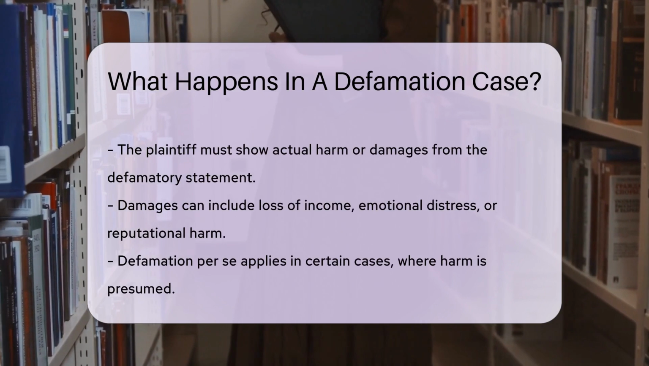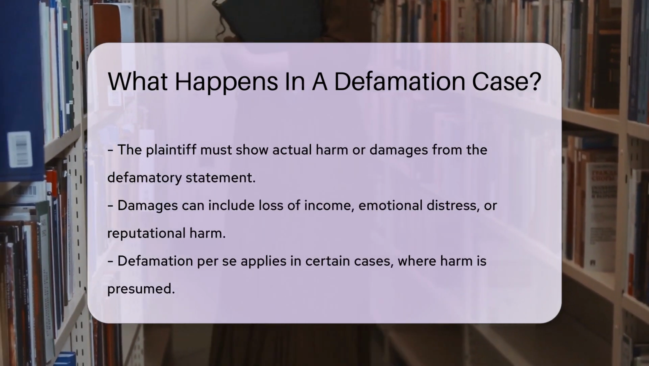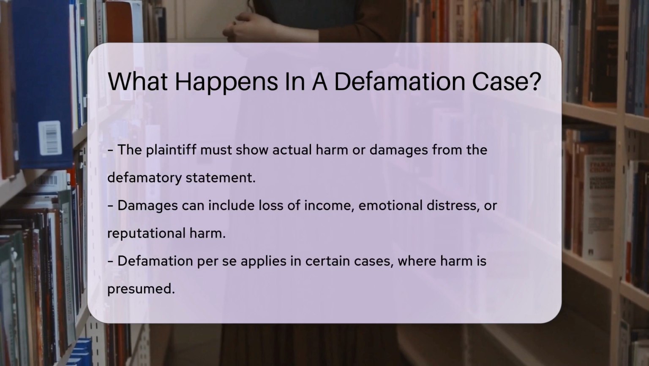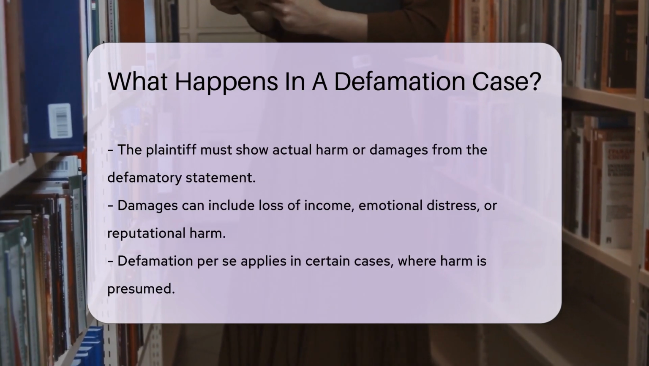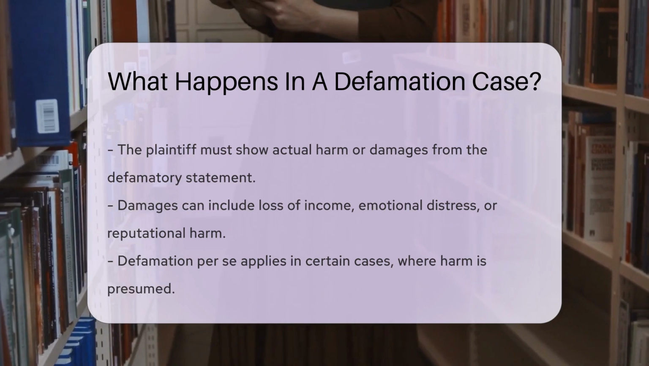Next, the plaintiff must show actual harm or damages. This can include loss of income, emotional distress, or damage to reputation. In some cases, defamation per se applies, where harm is presumed due to the nature of the statement.